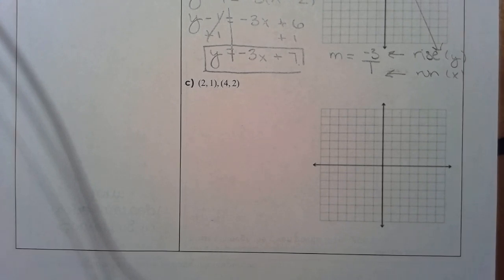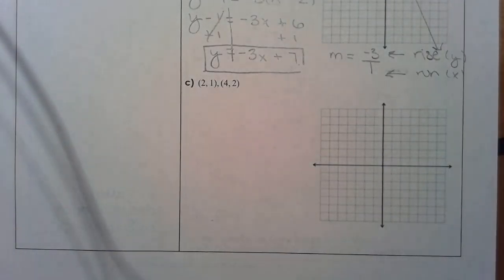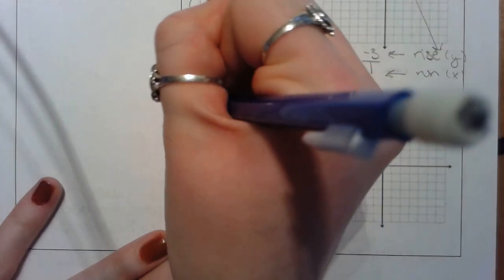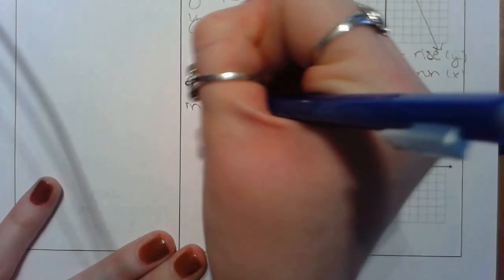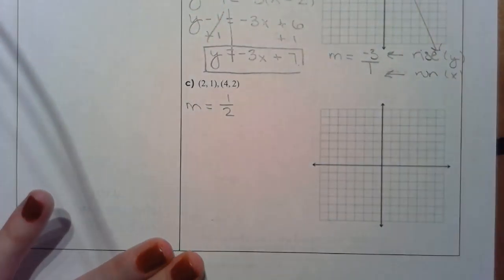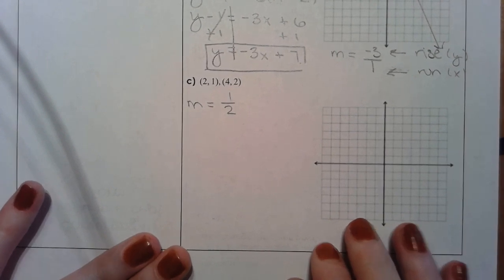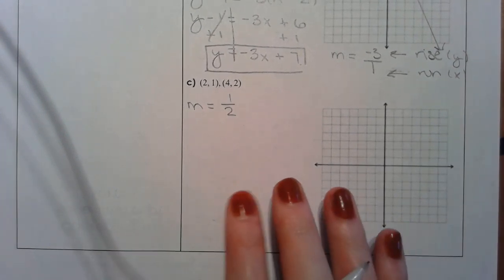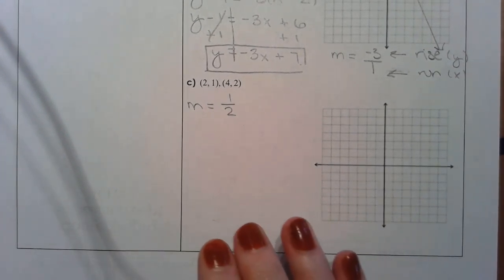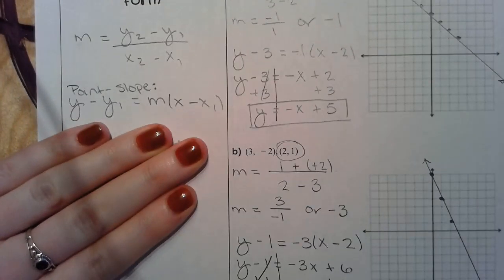Okay, let's do this last one. I'm going to let you go ahead and pause the video here to find your slope. So do that and then let me know what you get. So hopefully you paused the video and you got your slope, which should be 1/2. And now we're going to plug that into our slope-intercept, or sorry, our point-slope form. So this form up here, point-slope.